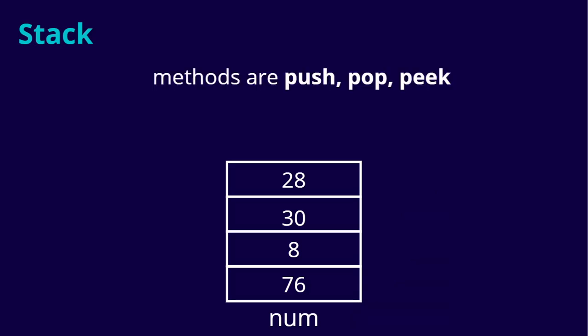So there are simply three main methods in a stack. The methods are push, pop and peek. Push will add an element to the stack, pop will remove the last element, the top element from the stack, and peek will return the value of the top element. It's like a top node. So it will return 28 as the result.